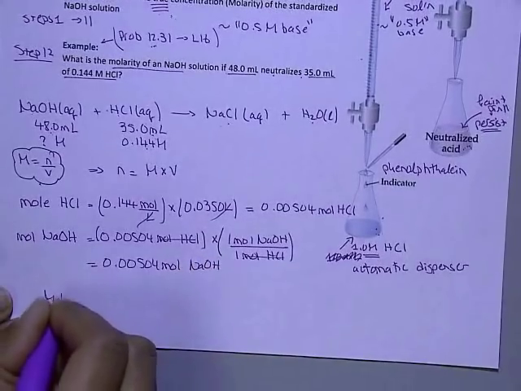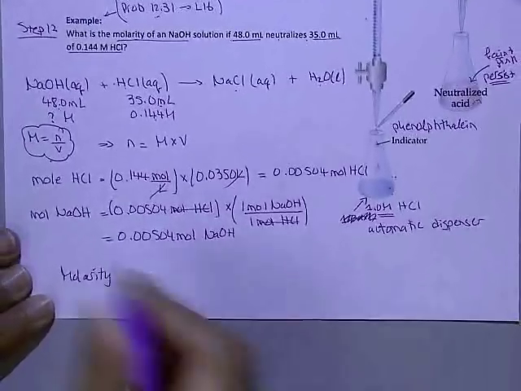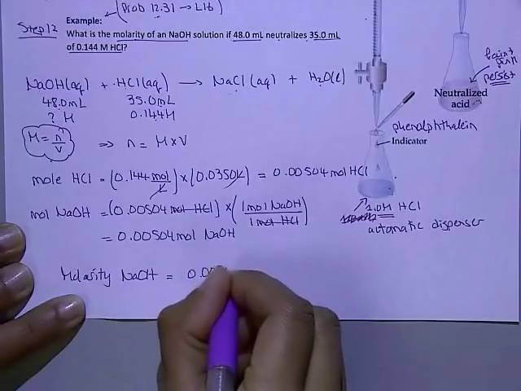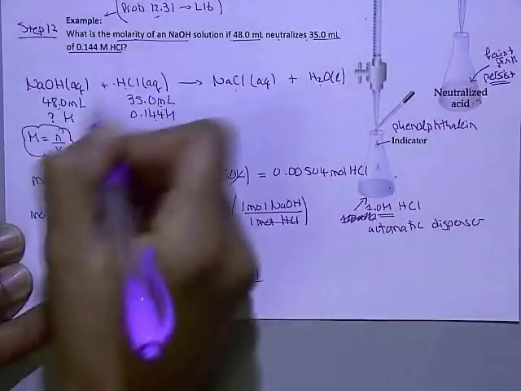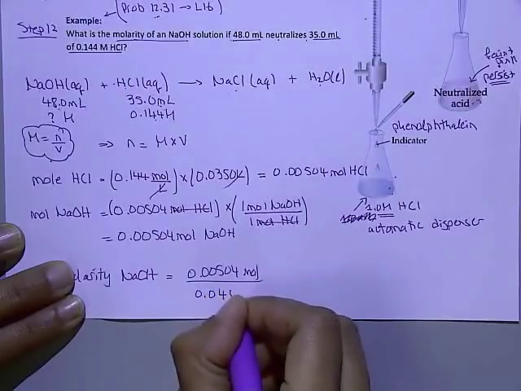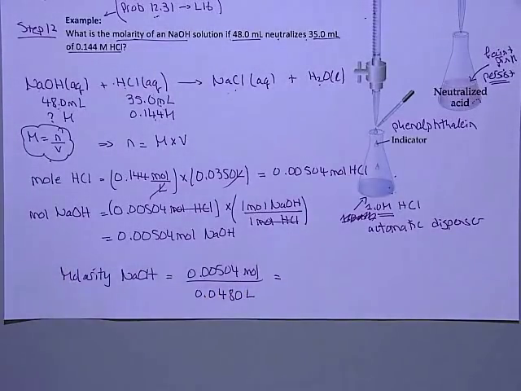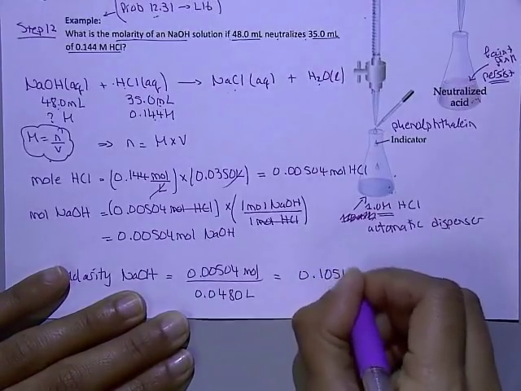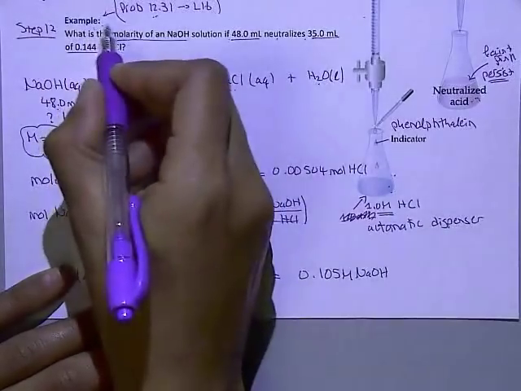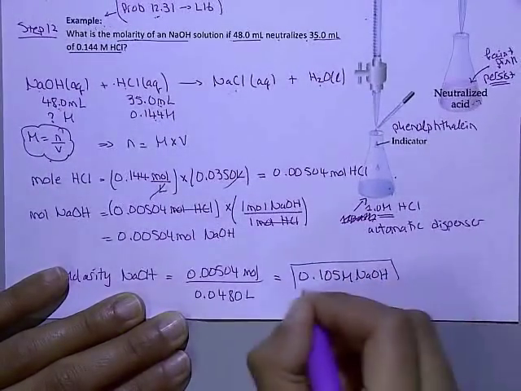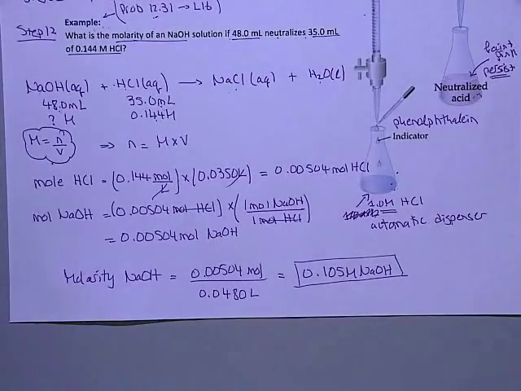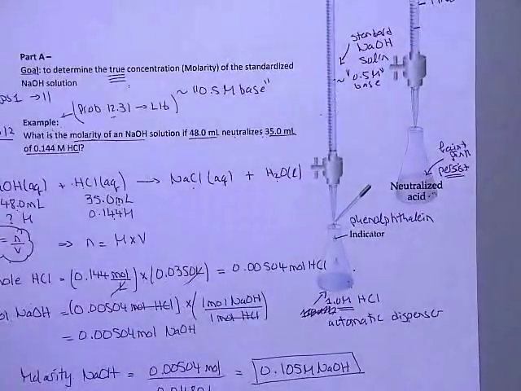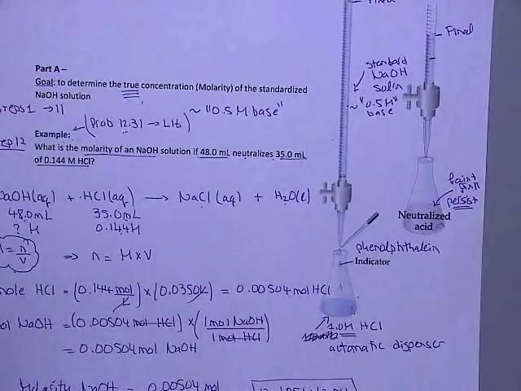So that means the molarity of my sodium hydroxide standard solution is my moles divided by the volume, which is 0.0480 liters. So please make sure you actually do this conversion in lab. So the true molarity of the sodium hydroxide in this specific example is 0.105 molar NaOH. So that's part A. You're determining your true concentration of your sodium hydroxide standardized solution.